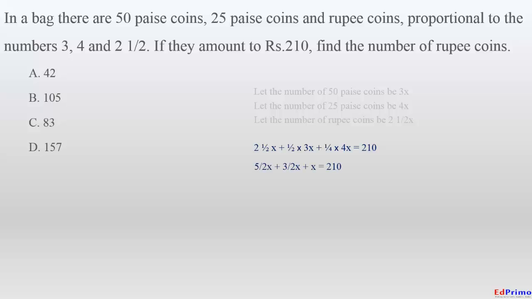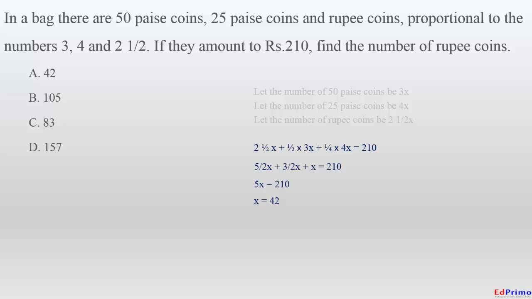Now it is just a matter of simple addition. We know that 2.5 can be expressed as 5/2. Half into 3 is 3/2. And with an LCM of 2, this would add up to 10/2, which is 5. So 5x is rupees 210, and therefore x is 42.